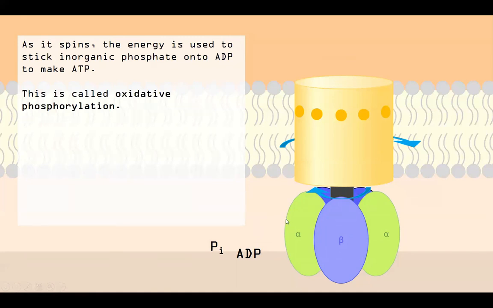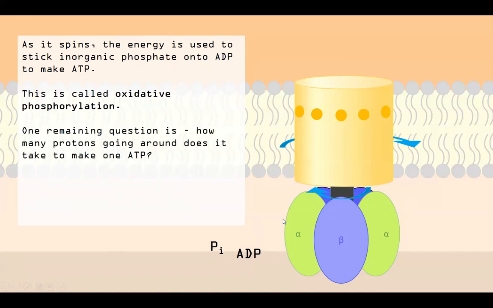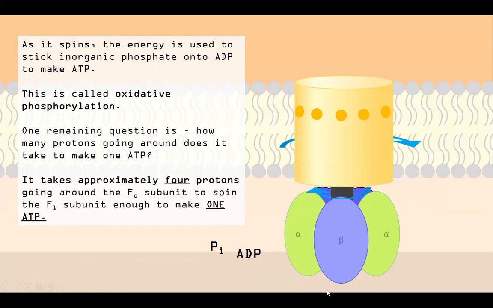And this is called oxidative phosphorylation. So one thing you might be wondering is exactly how many protons you have to put into this mechanism to spin this enough to create our 1 ATP. So it takes approximately 4 protons. Some people think it might be between 3 and 4, but we're going to use 4 because I like the way that it makes the math work out.